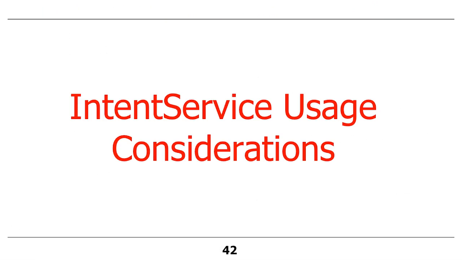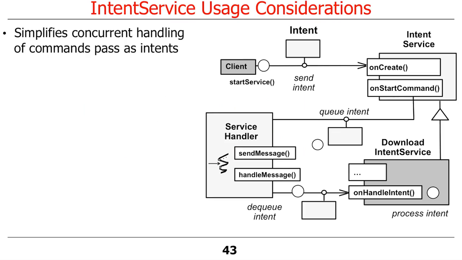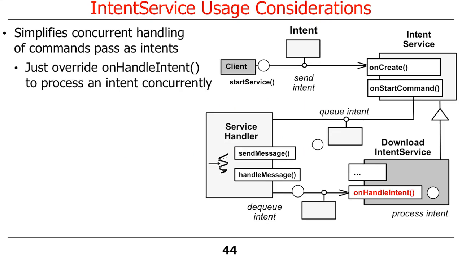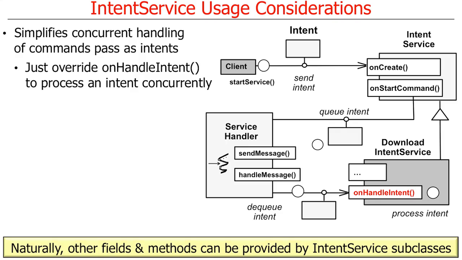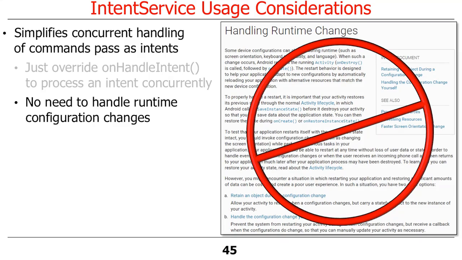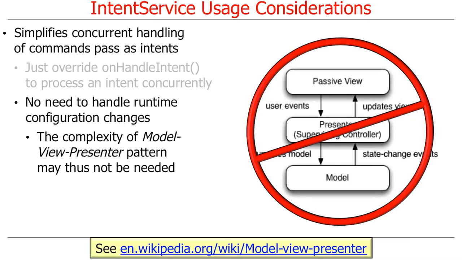We'll now discuss some of the IntentService usage considerations. The intent service can be used to simplify concurrent handling of commands that are passed as intents. All you need to do is override the onHandleIntent method and process an intent concurrently. Naturally, other fields and methods can also be provided by subclasses of IntentService. Another nice thing about this is there's no need to handle runtime configuration changes in your application, because those are pushed into the service rather than having to be handled via other means with the activity lifecycle management hooks. As a consequence, the complexity and power of the model view presenter or MVP pattern may not necessarily be needed if you use services.